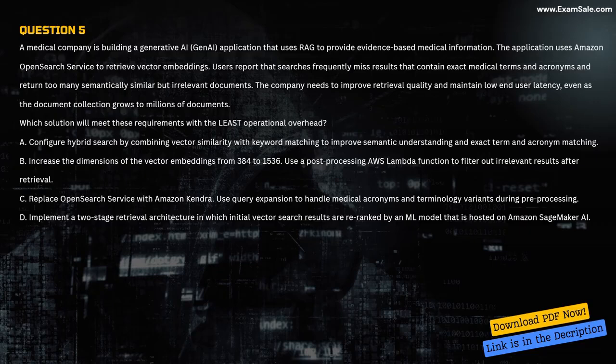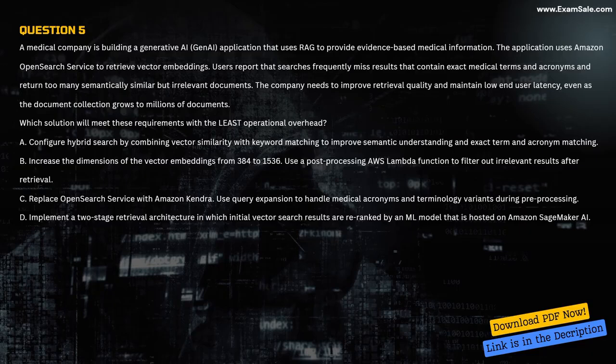A. Configure hybrid search by combining vector similarity with keyword matching to improve semantic understanding and exact term and acronym matching. B. Increase the dimensions of the vector embeddings from 384 to 1536. Use a post-processing AWS Lambda function to filter out irrelevant results after retrieval. C. Replace OpenSearch Service with Amazon Kendra. Use query expansion to handle medical acronyms and terminology variants during pre-processing. D. Implement a two-stage retrieval architecture in which initial vector search results are re-ranked by an ML model that is hosted on Amazon SageMaker AI.